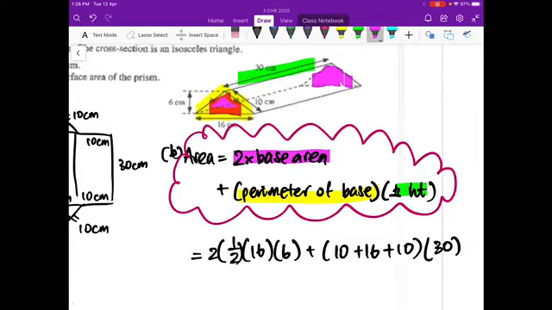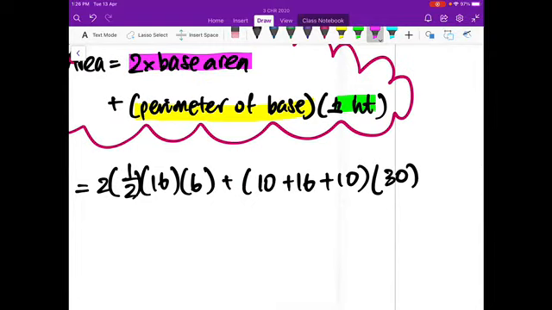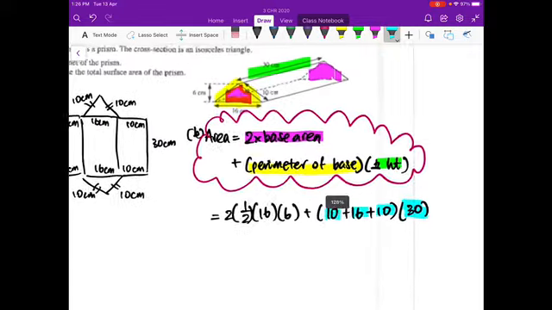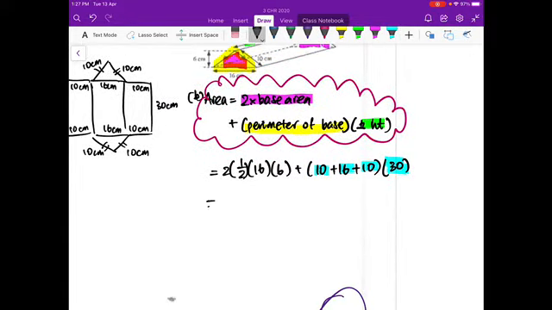Okay, so this is what it looks like for the color coding. 2 times the base area, the 2 purple triangles, plus the perimeter, yellow color, of the base, times the perpendicular height. So Niviat, you mentioned that you are using 3 rectangles. This is 1 rectangle. Look. This is another rectangle. And this is the 3rd rectangle. Plus 2 triangles. Can. So 16 times 6, 96 plus 36 times 30.